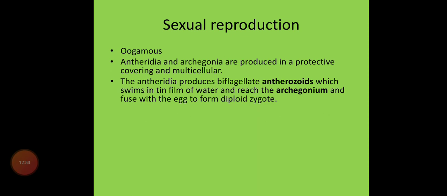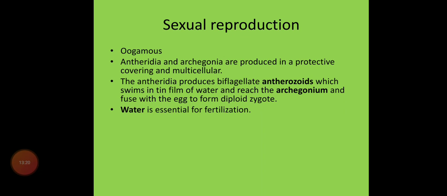The antheridia produce biflagellate antherozoids. I already told you antherozoids are the male gametes produced from the antheridium, a multicellular sex organ. Then the archegonium produces the egg cells. This egg is a female gamete. By fertilization, the antherozoid and egg fuse to form a zygote.